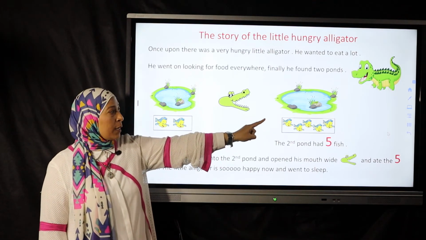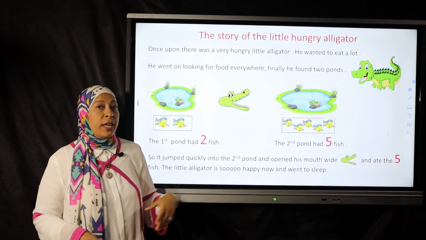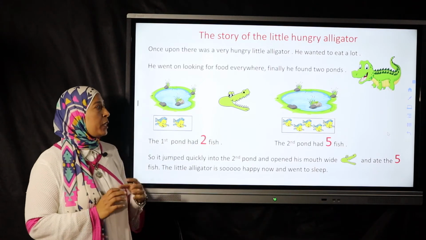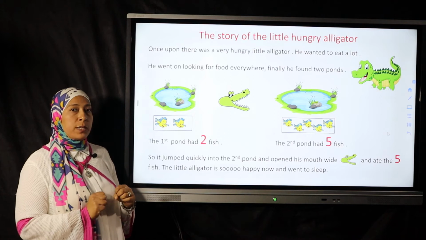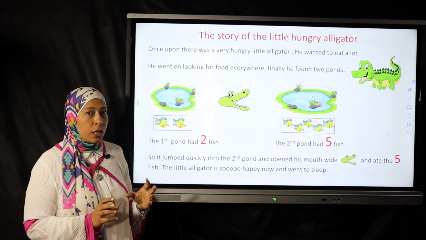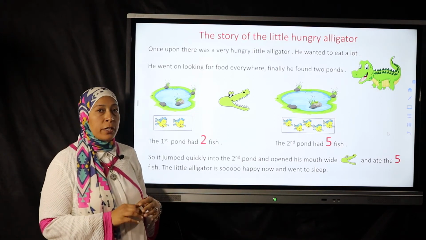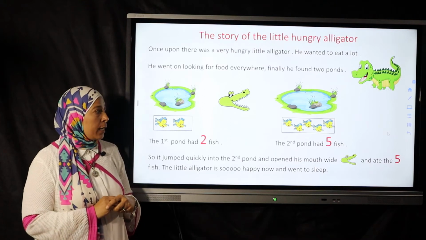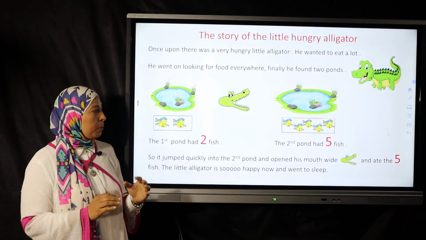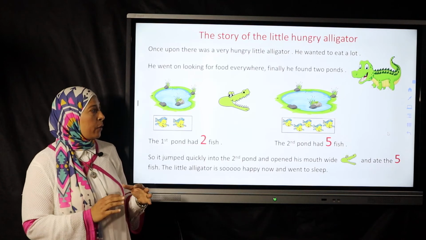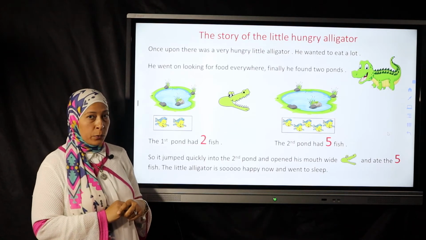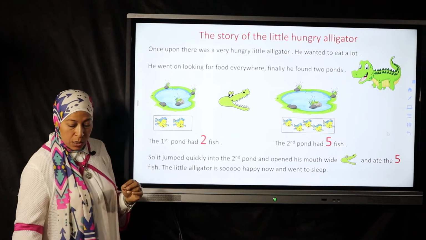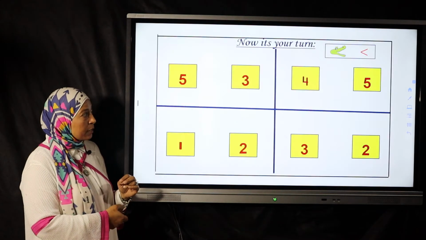So always KG2 know that when the alligator is hungry, he wants to eat more. So he opens his mouth to the bigger number of fish he can find to eat. Okay, he likes to eat too much because he is always very hungry. How can we do this? It's your turn now to do it. I will show you. Let's go to the next page.